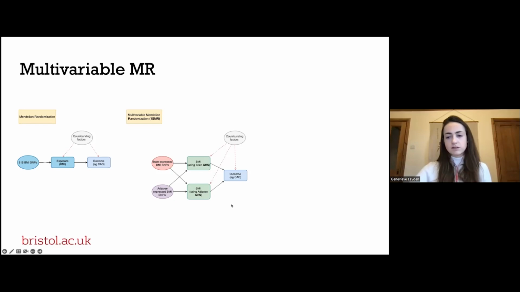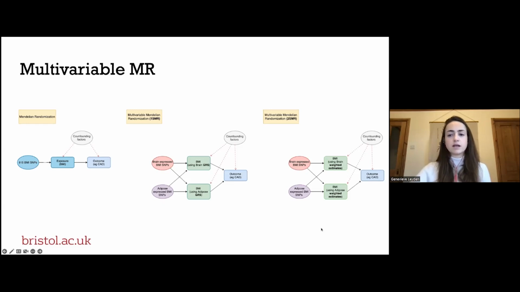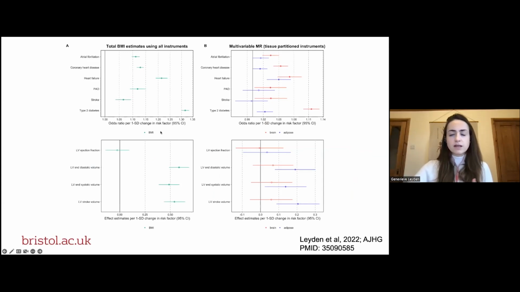I'll briefly highlight some results obtained using this approach next, but more recently, we've adapted the methodology for application in a two sample setting. So here, instead of deriving genetic risk scores, the summary statistics for the adipose and brain BMI SNPs were incorporated into the model, but by weighting their effect estimates by their tissue-specific evidence for colocalization. To demonstrate this, I'll quickly highlight results on some cardiovascular outcomes first.